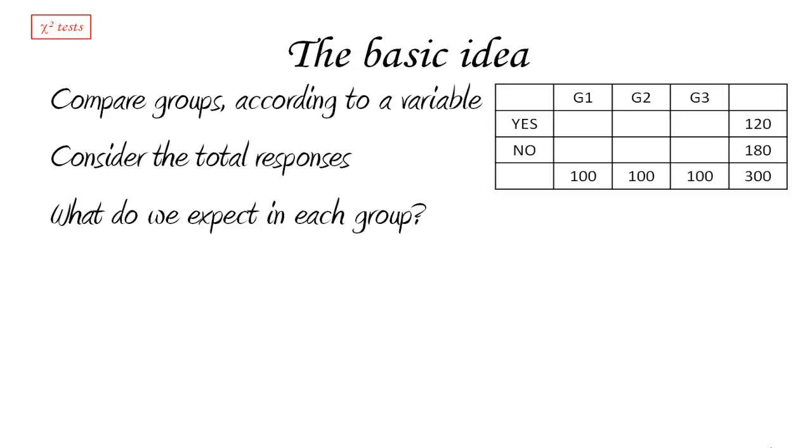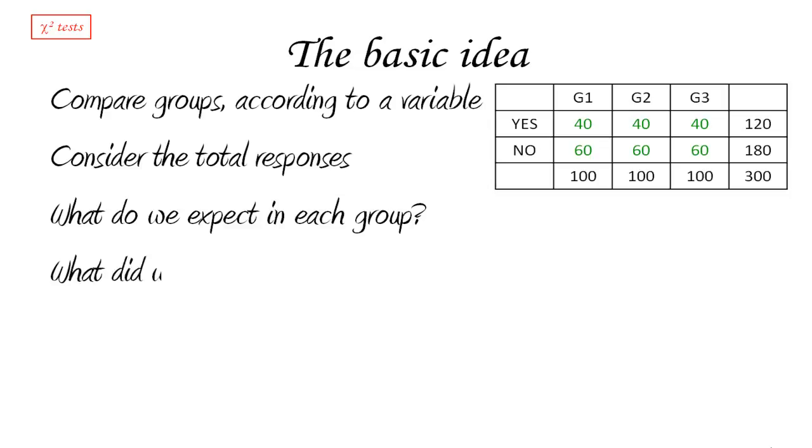The null hypothesis always tells us things are the same. So I would expect in each of the 3 groups to see the same proportion of yeses and nos that I saw in the totals, and that would be 40 and 60. So I would expect in the first group to have 40% yeses, 40 yeses and 60 nos, and the same in the second group and in the third group. Okay, so this is what I would expect under ideal conditions under the null hypothesis.